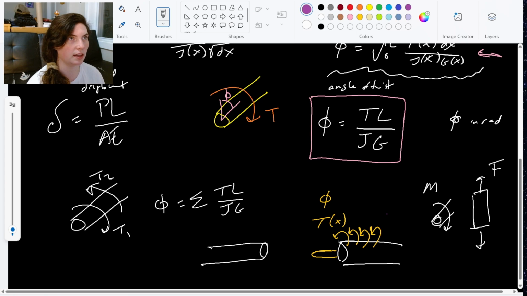So this angle here, you'd go straight up, and then it juts out to the back like that. That would be a positive angle of twist.